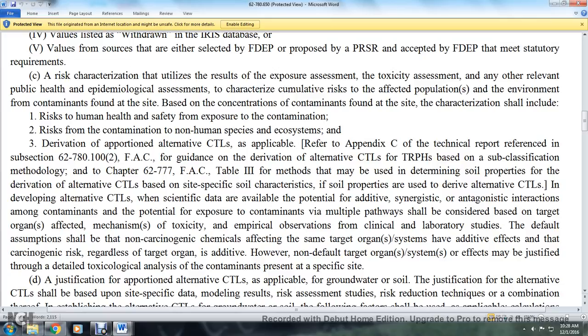Derivation of the alternative cleanup target is applicable, with reference in Appendix C of the technical report referenced in subsection 62-780.100(2) of the Florida Administrative Code, for the guidance on derivation of the alternative cleanup target levels for TRPHs based on the subclassification method in Chapter 62-777, Table 3.